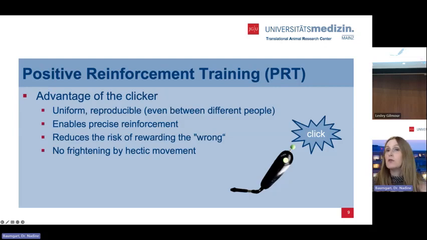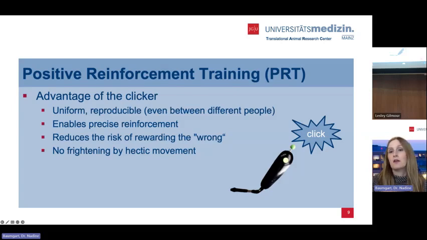Just a few words about the clicker, because we have some advantages when we use the clicker. It's very uniform, it's reproducible, and we can really precisely reinforce something and reduce the risk of rewarding something wrong. Especially when you think about training with mice, just imagine you want to train a mouse sitting on a mouse house or on a scale. Then it's not that easy to show the mouse, okay, this is exactly what I want.